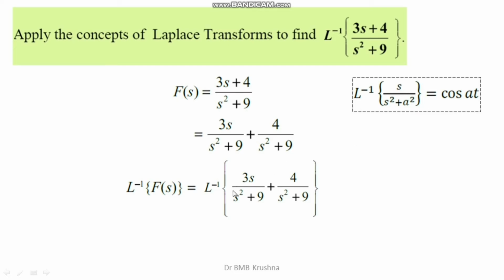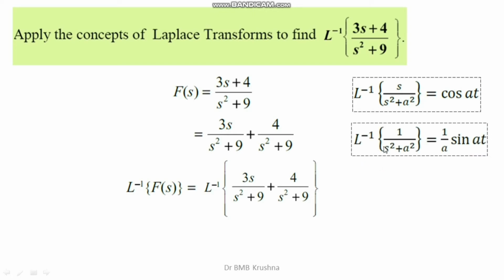To find inverse Laplace transform of this first term, you can use this formula. Later, L inverse of 1 by (s square plus a square) is 1 by a sin at. Use these two formulae to evaluate this function. Now, L inverse of 3s by (s square plus 9): 3 is constant, outside of that, L inverse of s by (s square plus 3 square), instead of a we have 3 here, so that L inverse of s by (s square plus 3 square) became cosine 3t.